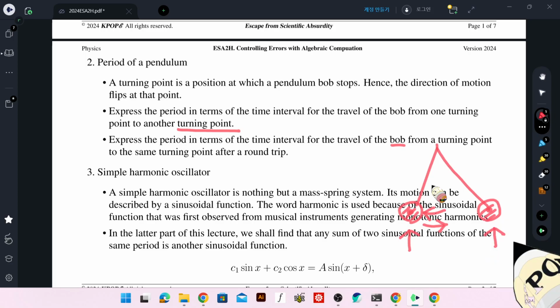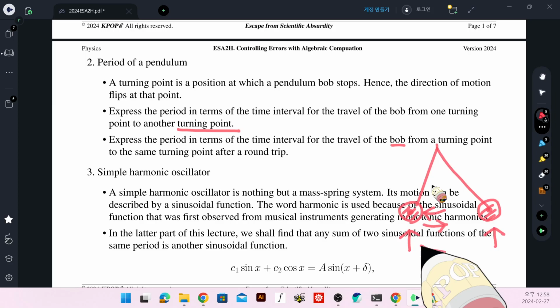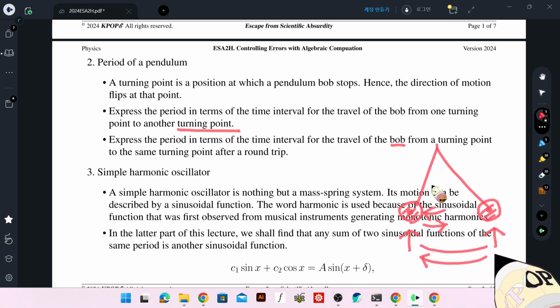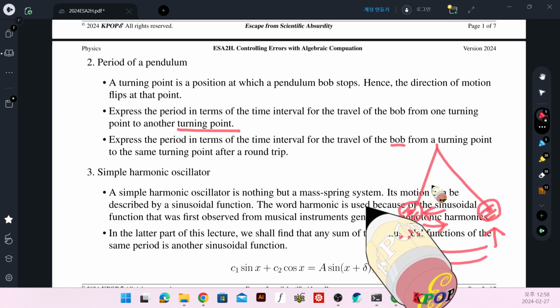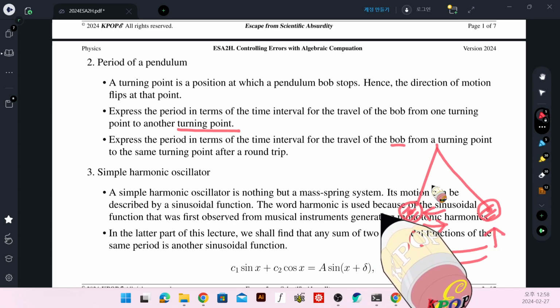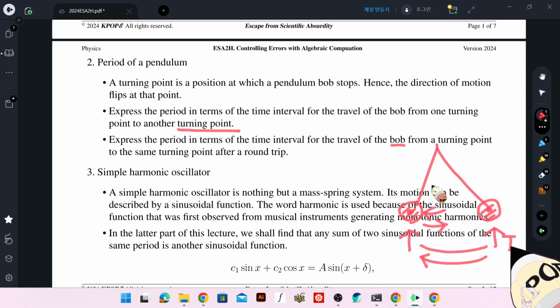What is the period? The period is the time elapsed to make a complete cycle. So, go back and forth. So this is the period. So the time elapsed from the motion from one turning point to another is only one half of the period.